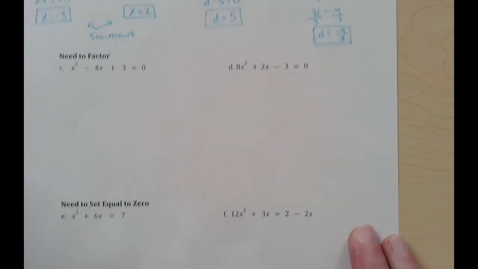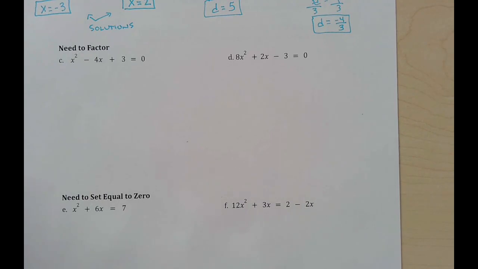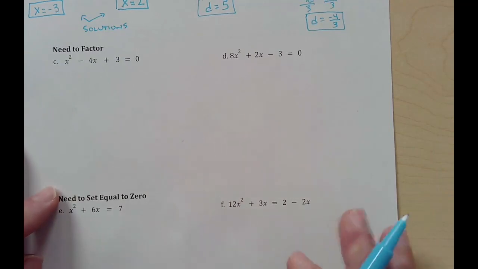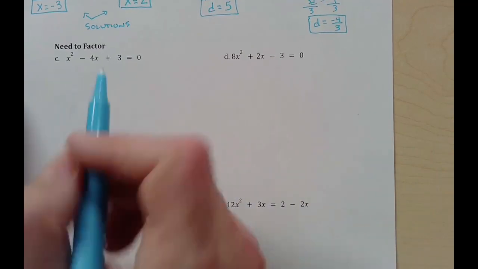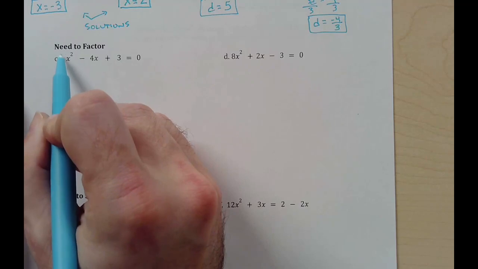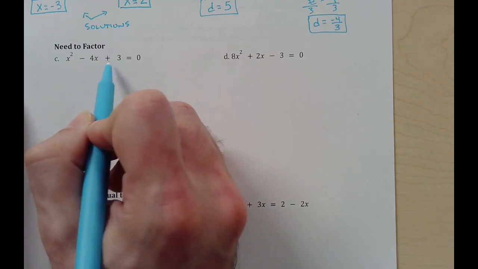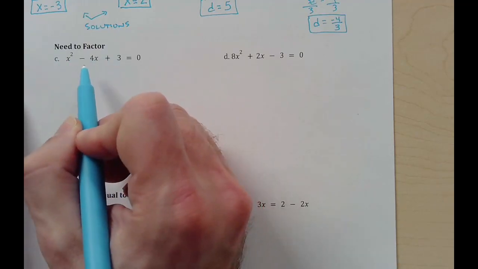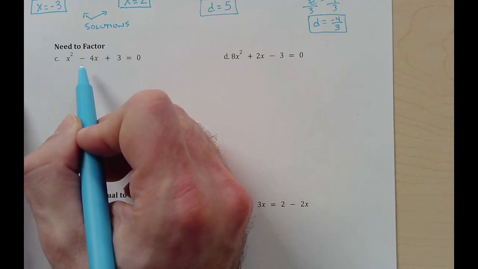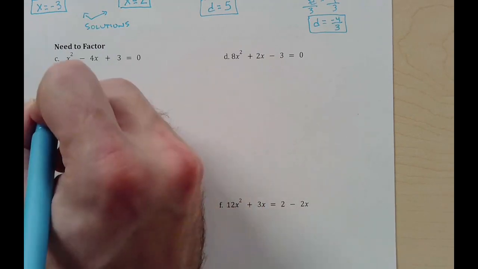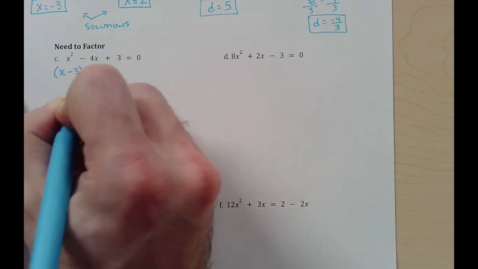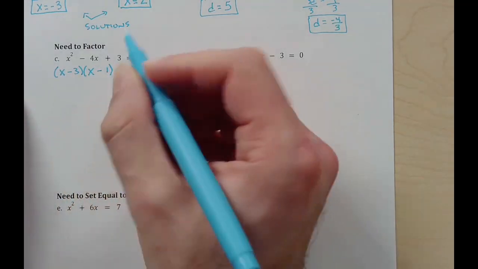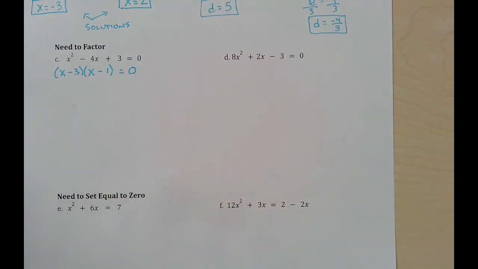C and D need to factor. So here I have a quadratic expression equal to 0, making the quadratic equation. Looking here, I have an a value of 1 in my ax squared plus bx plus c form. So I can use my shortcut and think what multiplies to 3 and adds to negative 4. It's going to be negative 3 and negative 1. So it's going to be x minus 3, x minus 1 equals 0. Don't forget to bring the equals 0 down.